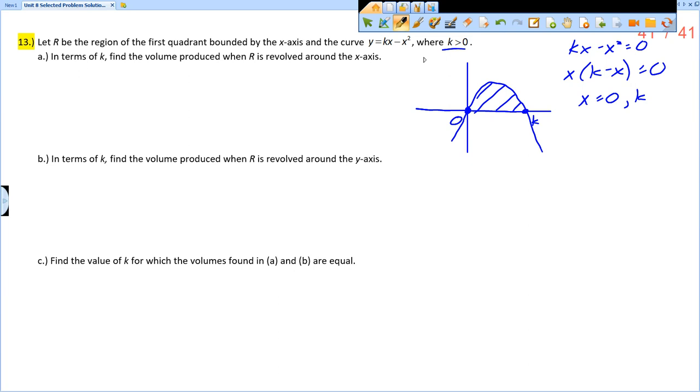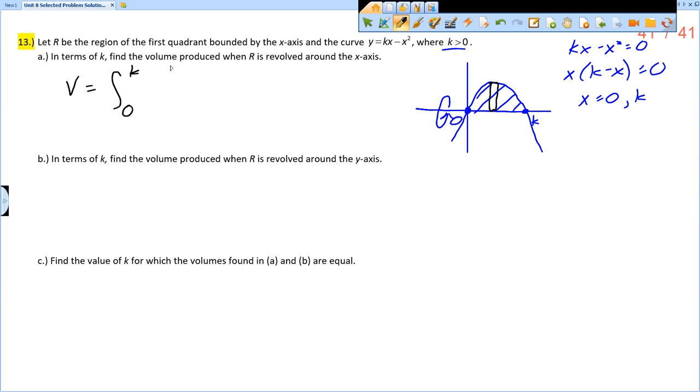So first of all, it says, in terms of k, find the volume produced when R is revolved about the x-axis. So we're revolving around the x-axis. What does that mean? That means that this volume for part A is going to be the integral from 0 to k, right? And I'm going to use a dx because I don't want to complete the square to use a dy.